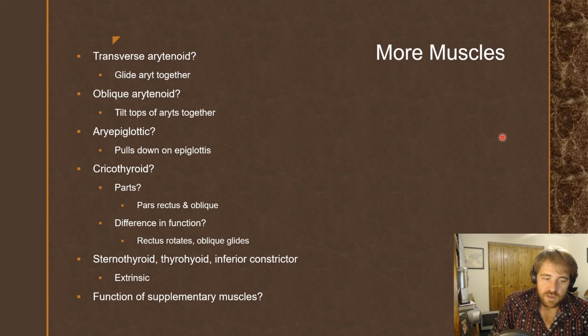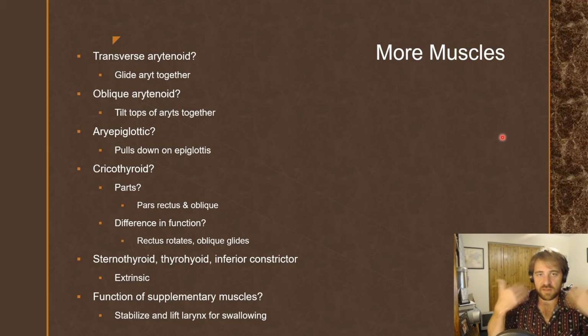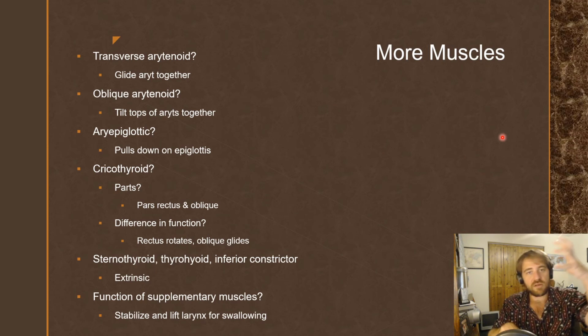What do these and other extrinsic muscles do? Well, they stabilize, which we already talked about, and then a lot of these ones that connect upwards towards the tongue and the floor of the mouth, they're going to lift the larynx for swallowing.